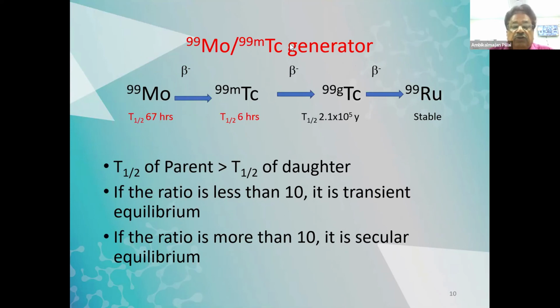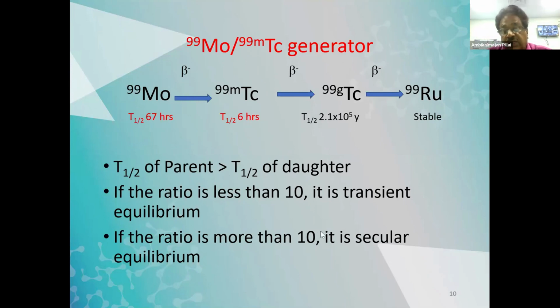Now, if you want to have a generator, the half-life of the parent has to be more than that of the daughter. Here it is an ideal condition. The molybdenum has got a half-life of 67 hours. Technetium has got a half-life of 6 hours. So the parent has got a half-life greater than that of the daughter. Now, if the ratio is less than 10, it is called transient equilibrium. If you divide 67 by 6, it is about 10, 11. So we call the molybdenum-technetium generator a transient equilibrium.